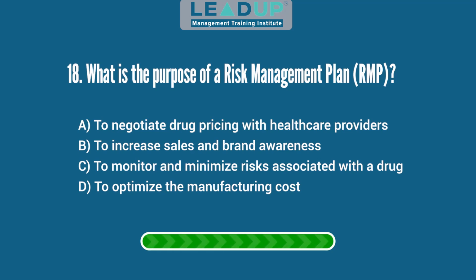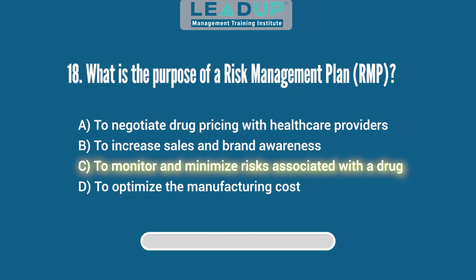Question 18. What is the purpose of a risk management plan, RMP? A. To negotiate drug pricing with healthcare providers. B. To increase sales and brand awareness. C. To monitor and minimize risks associated with a drug. And D. To optimize the manufacturing cost. The answer is to monitor and minimize risks associated with a drug.